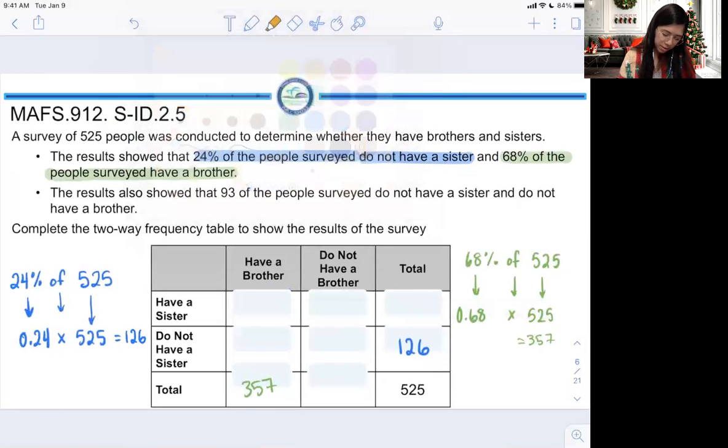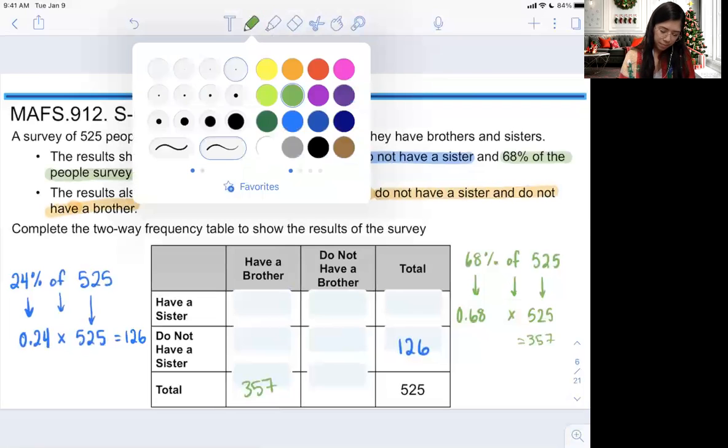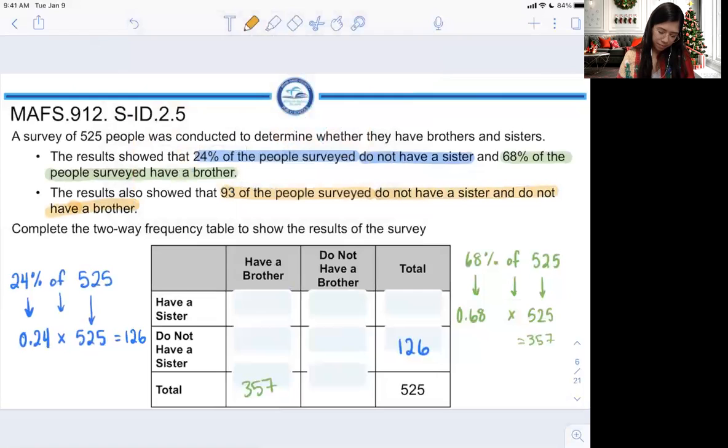Second bullet point. The results also showed that 39 of the people surveyed. Is that a percent or just a number? Number. So 39 people do not have a sister and do not have a brother. Where does that go? Where it says do not have a sister, do not have a brother. Okay, so right here. Yeah.